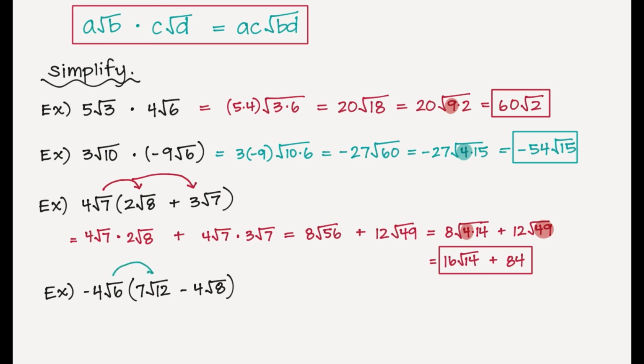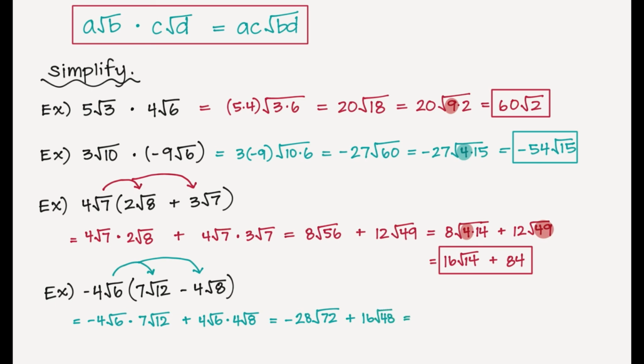All right, we have one final problem. Let's use the distributive property again. So that's negative 4 radical 6 times 7 radical 12. And negative times negative is a positive, so that's going to be plus 4 radical 6 times 4 radical 8. And this, when I multiply, I get negative 28 radical 72 plus 4 times 4 is 16 radical 48.